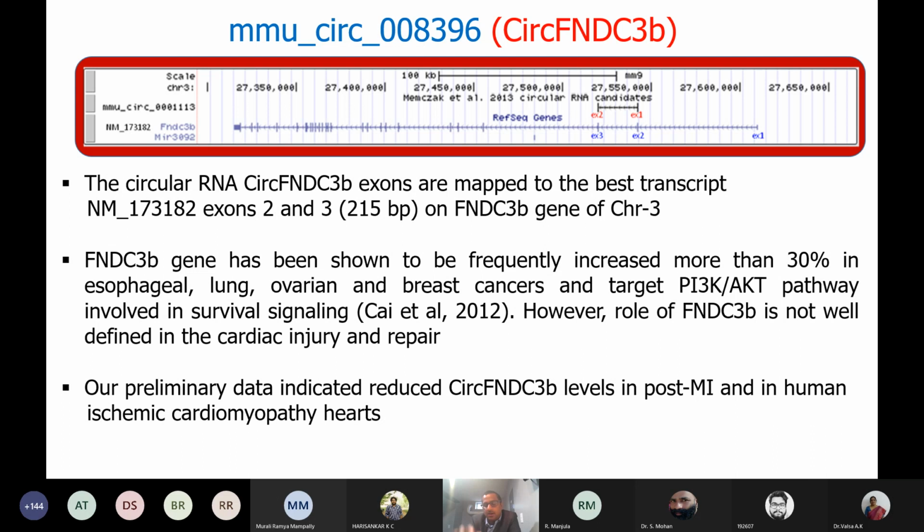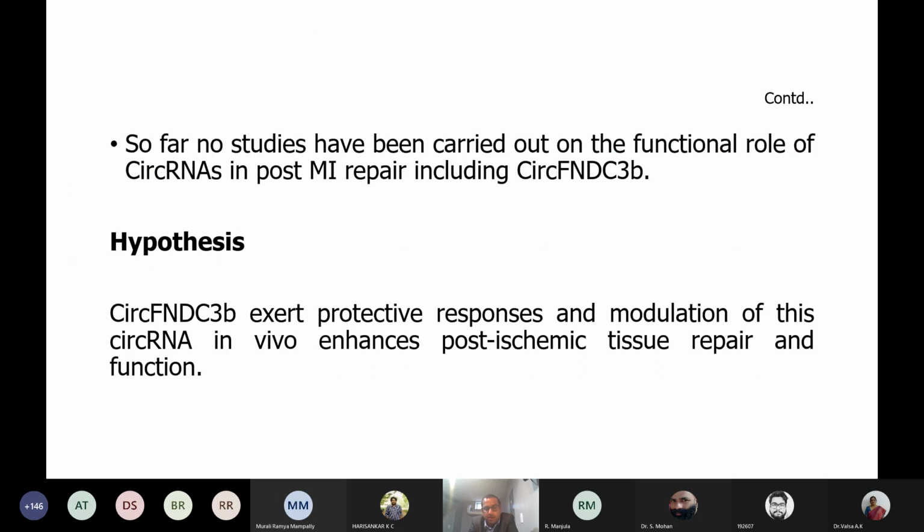So based on this preliminary data from the mouse hearts and from the human hearts, we came to the conclusion that this could be a good target in both diseases. In both disease conditions, in humans and mouse, it is lowly expressed or downregulated. So we moved ahead to understand its function, whether it's just downregulation or it has any clinical or functional relevance. And there were no studies when we started this work, as I said. When we looked into this circle, we were excited to see what it does to the heart function.